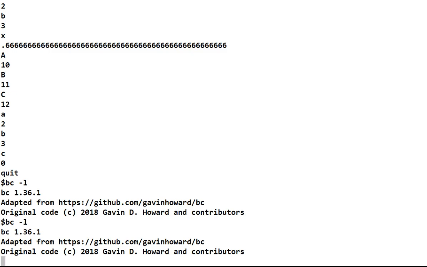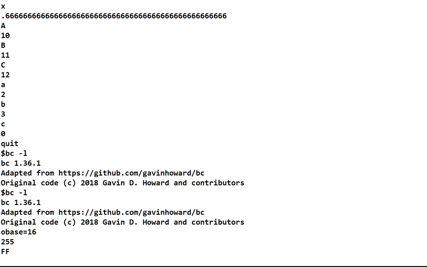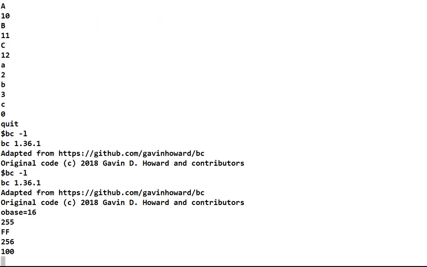Let's do something programmers need to do a lot, and that's convert between hexadecimal and decimal. So let's say you want a hexadecimal number, base 16, and you have a decimal value. Well, you can set your output base to 16, and then if you type in 255, you'll see FF, just like you should. And if you type in 256, you'll see 100, which is correct. And then we can exit.